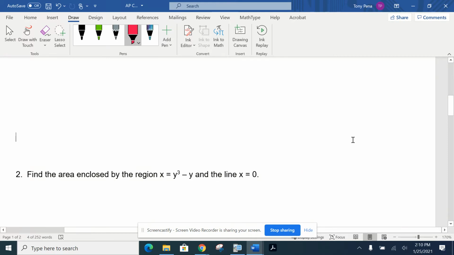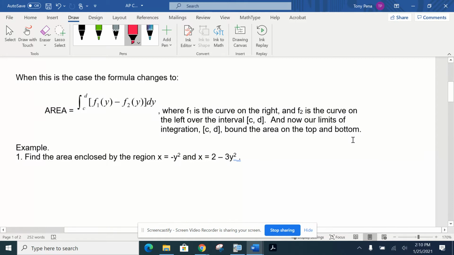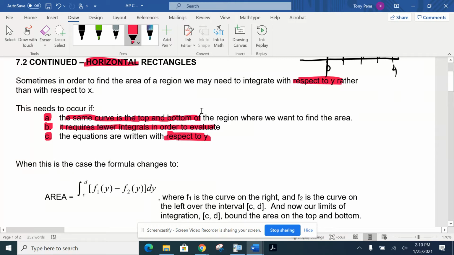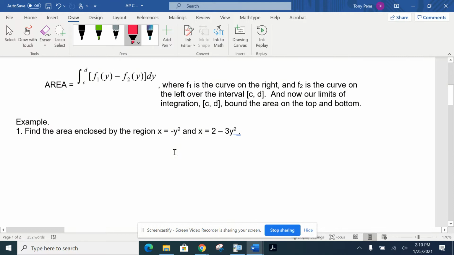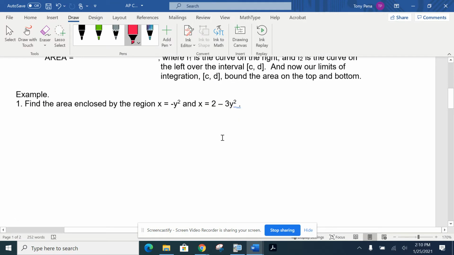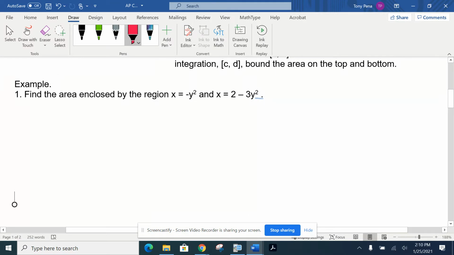So chances are now it's a little bit different idea, a little bit different method, and that is the idea of horizontal rectangles. So go to number 1, and what I have written, it's going to make more sense seeing it anyway. So go to number 1, and we want to graph this.